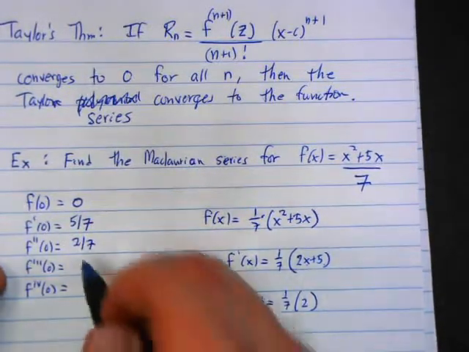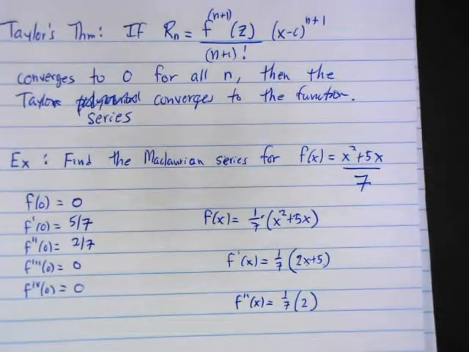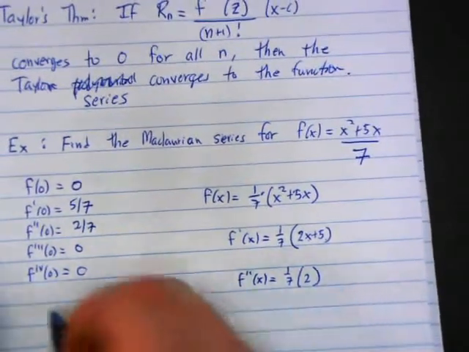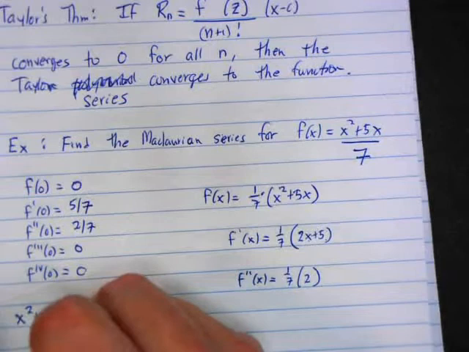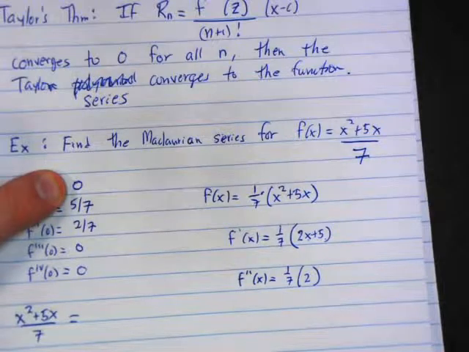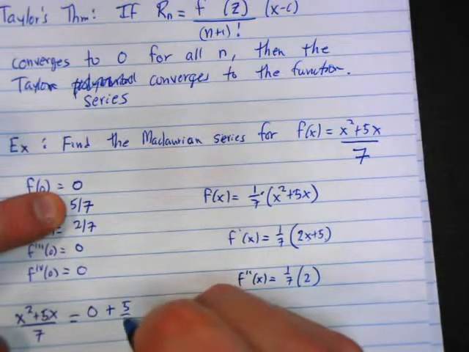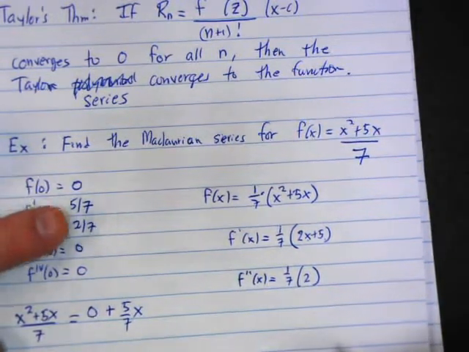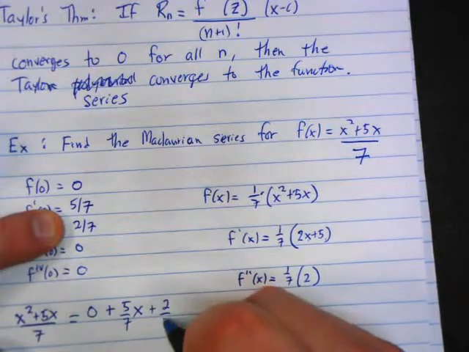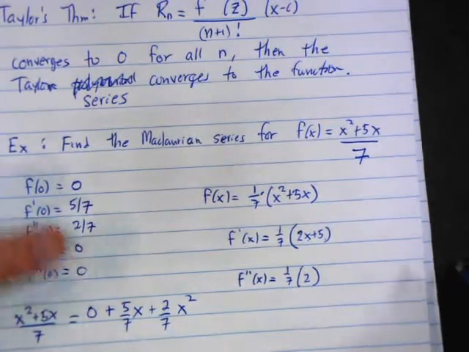What's the third derivative? 0. What's the fourth derivative? 0. What's the fifth derivative? 0. So on and so forth forever, right? I like that pattern. I like 0. That's real easy. So, what we just proved, x squared plus 5x over 7 is a sub 0 was 0, plus a sub 1, that's 5 over 7 times x, plus a sub 2, that's 2 over 7 times x squared, plus 0 plus 0 plus 0 plus 0 forever.